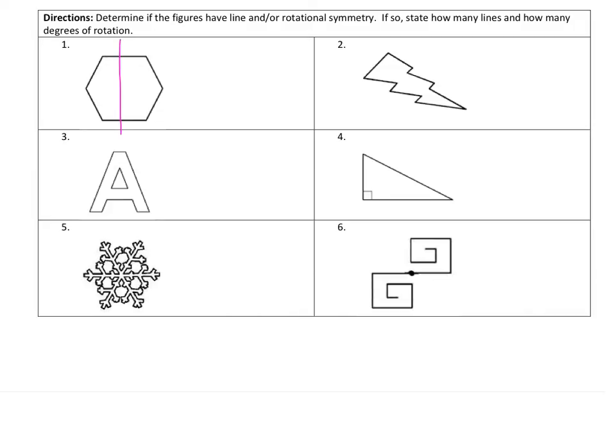So we've got 1, 2, 3, and then we could also go through the points as well. So that would be 4, 5, 6. So there'd be 6 lines of symmetry.